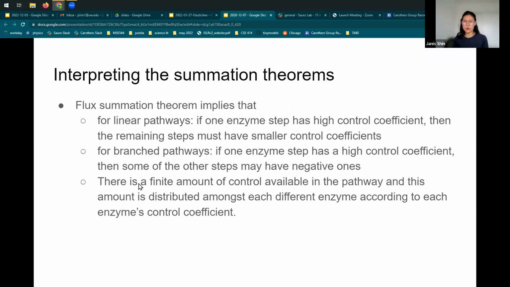So knowing only one enzyme control coefficient isn't helpful if you want to know which reaction in a pathway to change. You can't just say, oh, if the flux control coefficient is 5 or greater, then that's the biggest one. It doesn't work like that. If they're all 5, then the one that's 5.1 is the one that has more control.